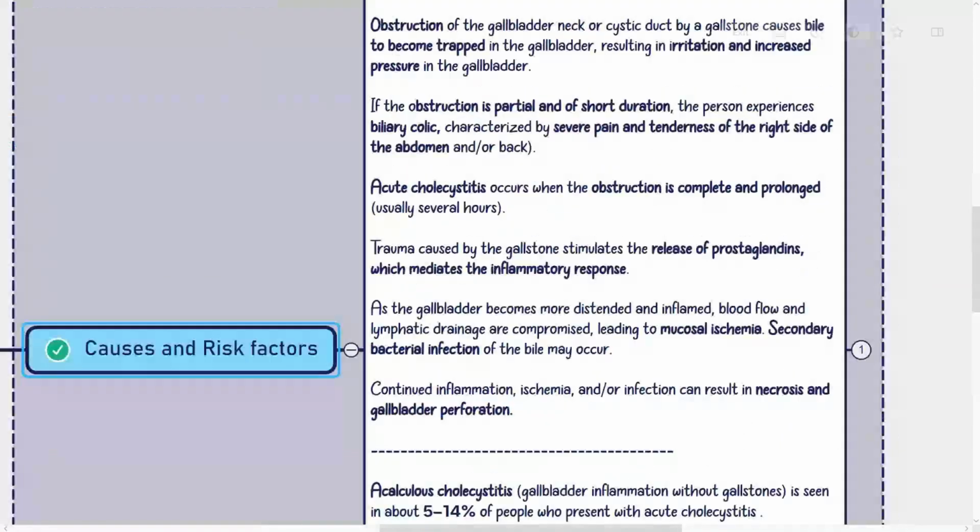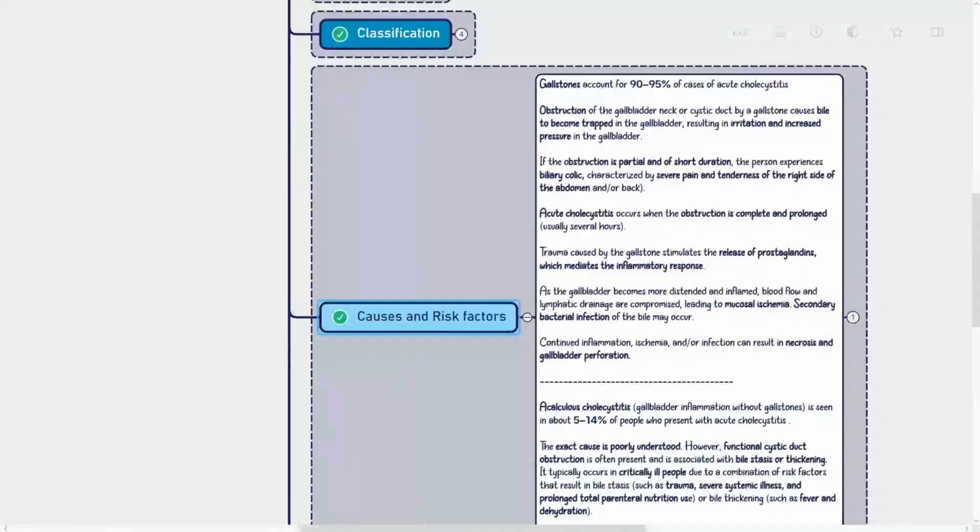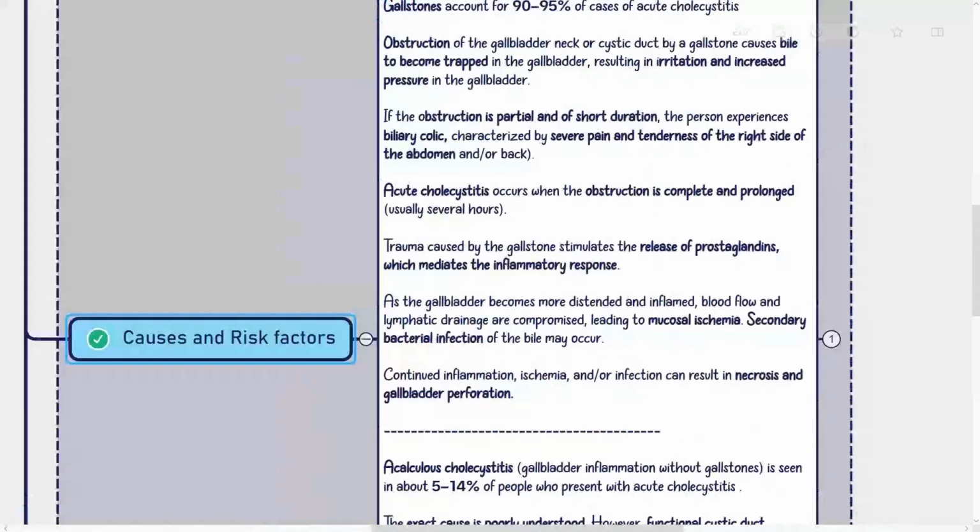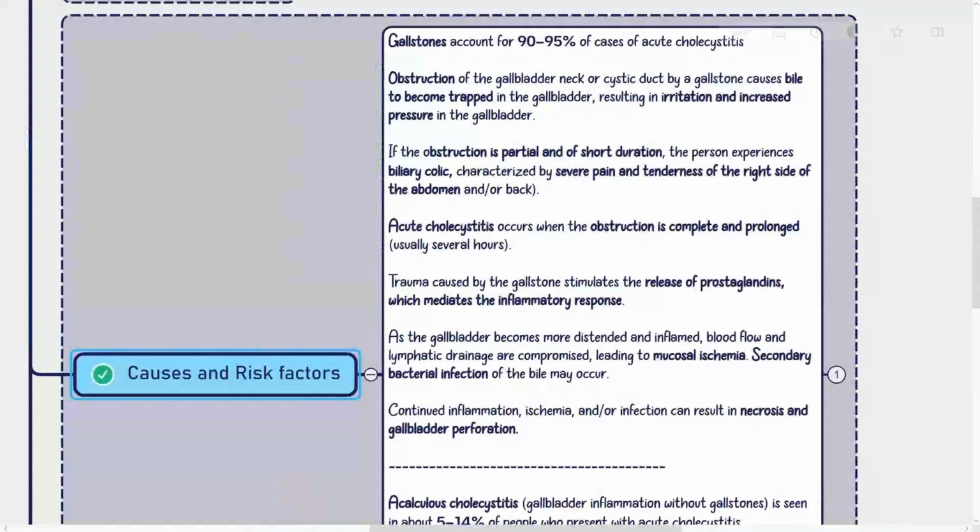Gallstones account for 90–95% of cases of acute cholecystitis. Obstruction of the gallbladder neck or cystic duct by a gallstone causes bile to become trapped in the gallbladder, resulting in irritation and increased pressure in the gallbladder. If the obstruction is partial and of short duration, the person experiences biliary colic, characterized by severe pain and tenderness of the right side of the abdomen and/or back.